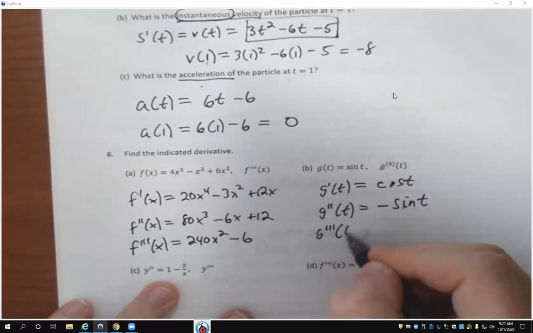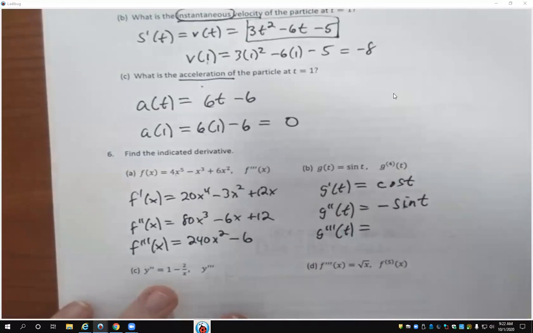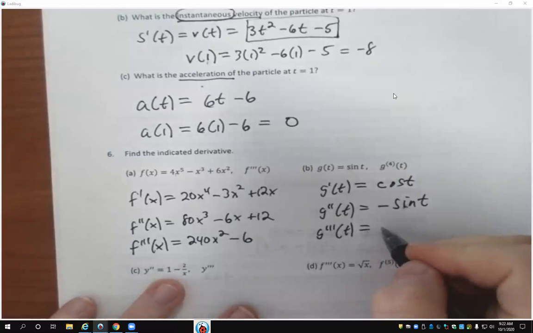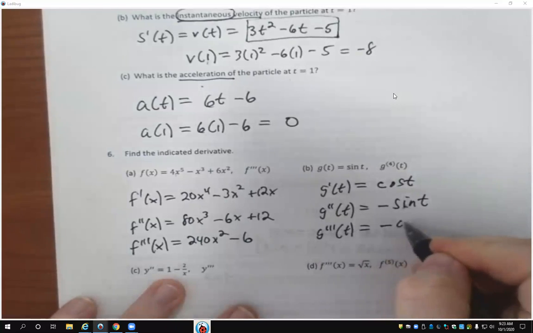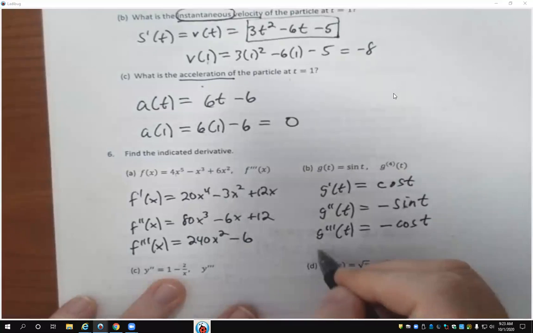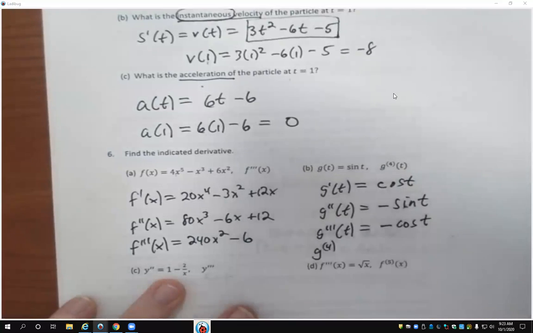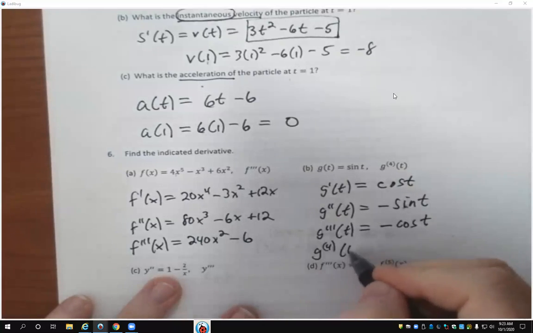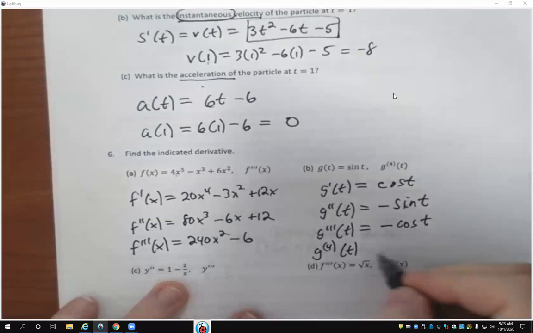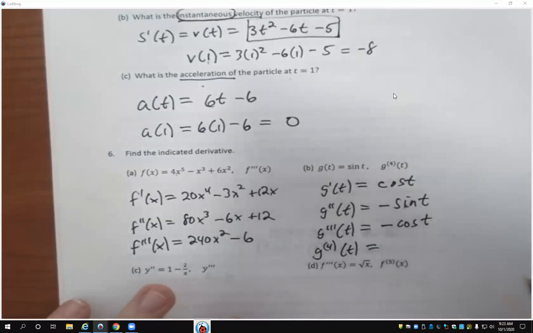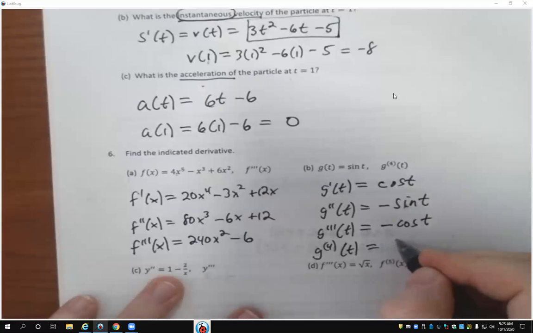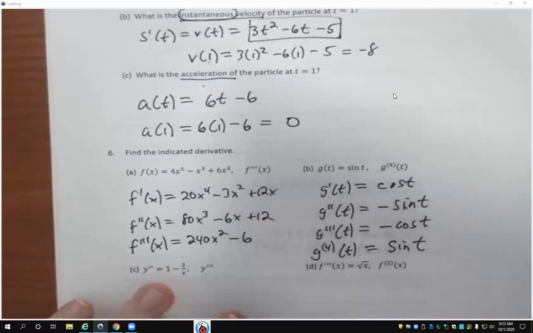All right, let's get fancy here. What's the derivative of negative sine? Negative cosine. All right, no 4 tick marks, just put a 4, kind of like an exponent, but it's not. What's the derivative of negative cosine? Sine. Okay, it just goes back to it eventually, right?